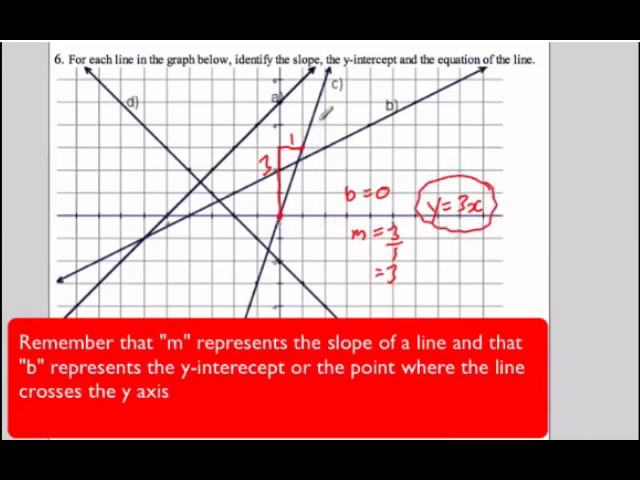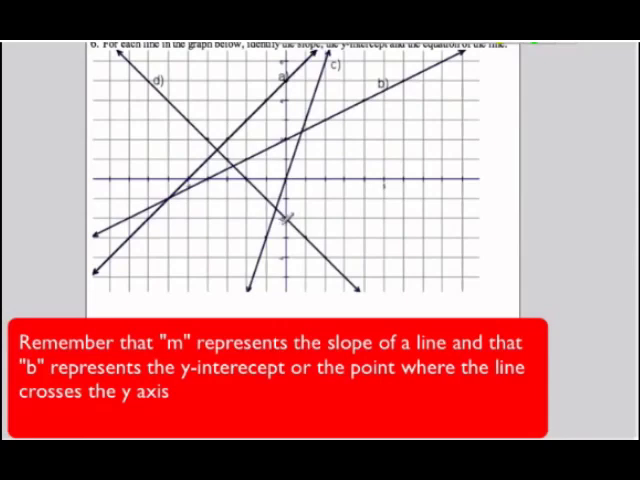And remember, this is an example of direct variation because the line crosses right at the origin or at the point 0, 0. And all the rest of these would represent partial variation because they cross at a point on the y-axis other than 0, 0.